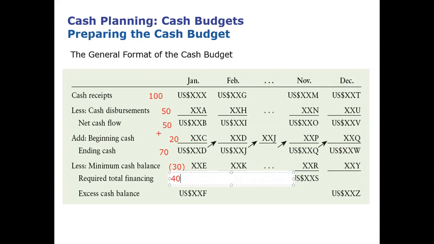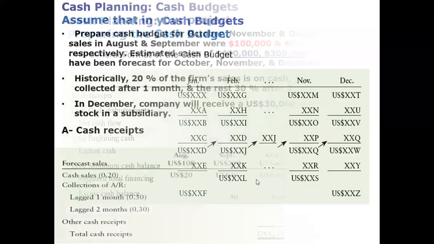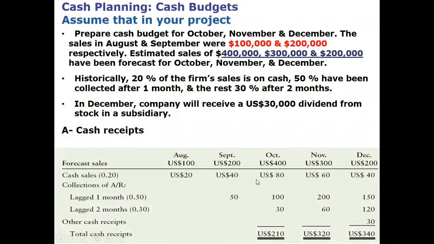So this is the required total financing. If the final answer is plus, then it is an excess of cash, and we have an inflow of money. If it is negative, then financing is required, and I have to look for a means such as loans, an extra partner, or anything like that. So let's see an example of how we can do the cash budget and the components of the cash budget, as we're going to see in the coming example.